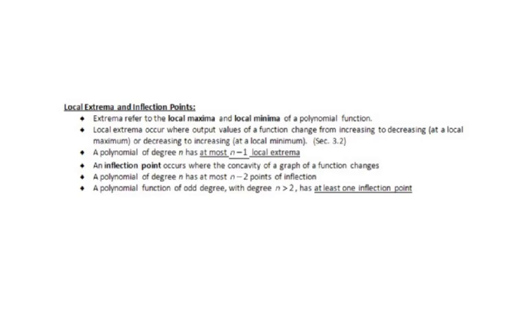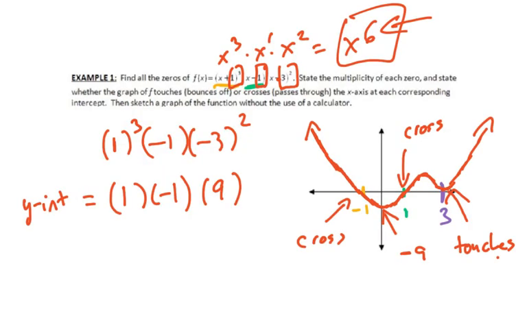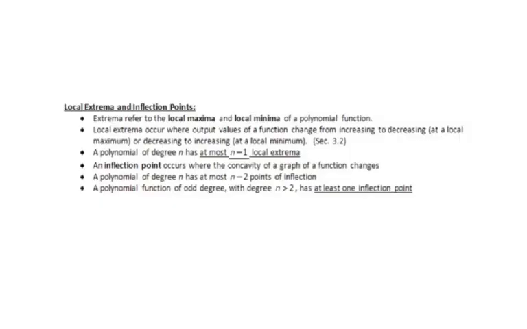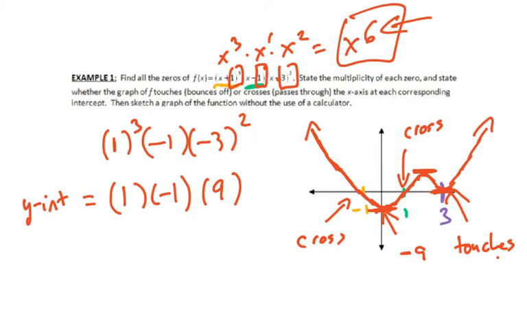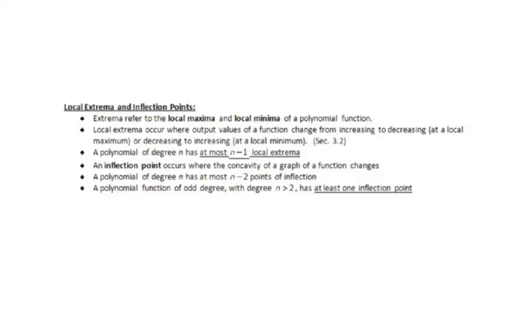So extrema refer to the local maxima or the local minima of the polynomial. So this would be like here. There's a local max here, a local min here, a local min here. Local extrema occur where the output values have changed from increasing to decreasing. So going back to this example, we can see we're decreasing and then suddenly increasing. We're increasing, then we're suddenly decreasing. And then the last one, this is hard to see, but we're right here. We're decreasing and then we're increasing. Okay.